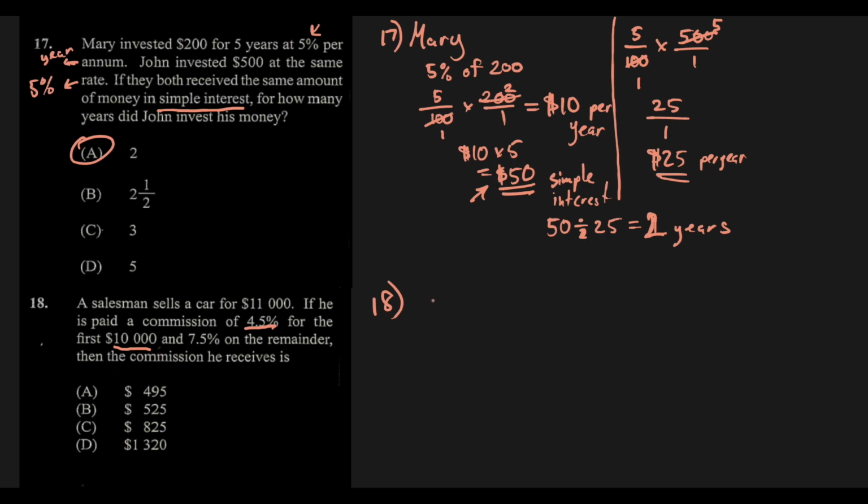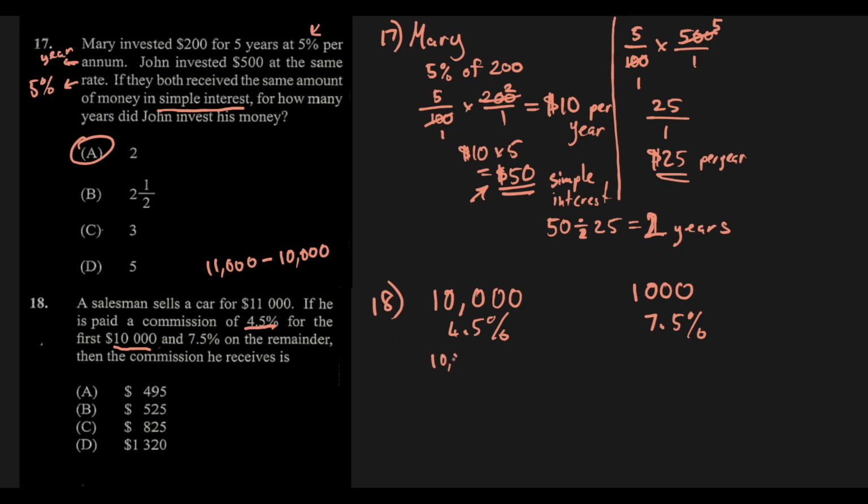So what we need to do is split this. We have 10,000 and we are finding 4.5% of that. That's the first 10,000. And they say the remainder. So what is the remainder? The remainder would be 11,000 take away 10,000, which is 1,000. So with 1,000 we would find 7.5% of that. Now, I need to find 4.5% of the 10,000. Remember we said the first $10,000.